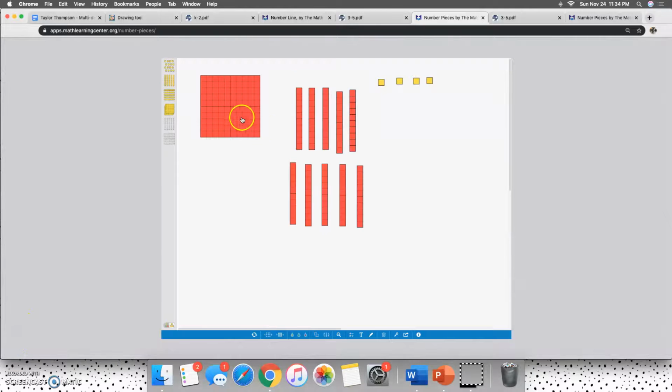I have the number 204, but it's represented in a different way. 100 plus 10, 20, 30, 40, 50, 60, 70, 80, 90, 100. So 100 plus 100 is 200, and then plus 4 is 204.